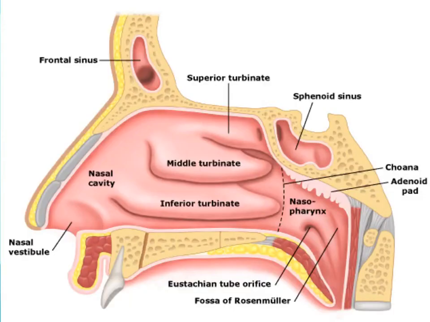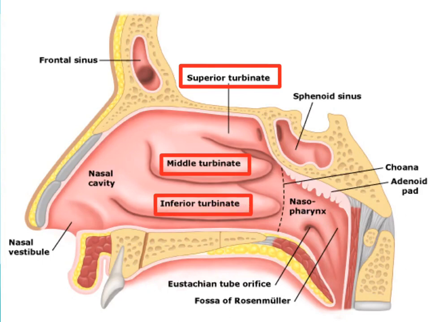So looking inside the nasal cavity, remember those superior, middle, and inferior concha could also be called the superior, middle, and inferior turbinates.